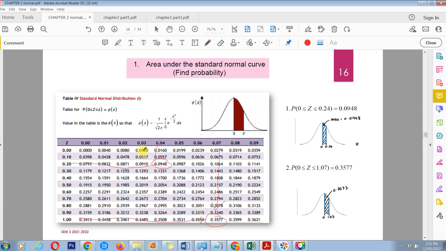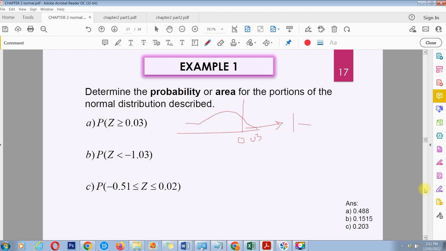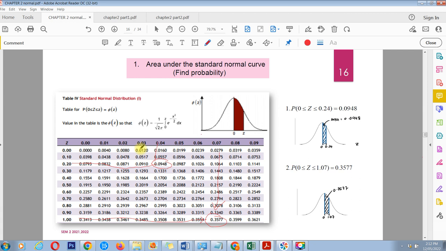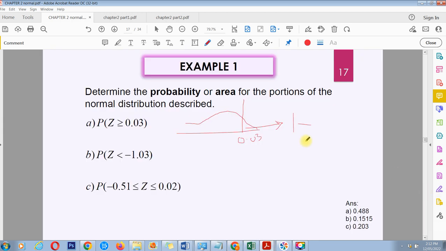So 1 minus what? 1 minus the area that is given. So 1 minus the area that we will have here, 0.03. 1 minus 0.0120. So 1 minus 0.012. So we will not get 1. Why? Because not 1.